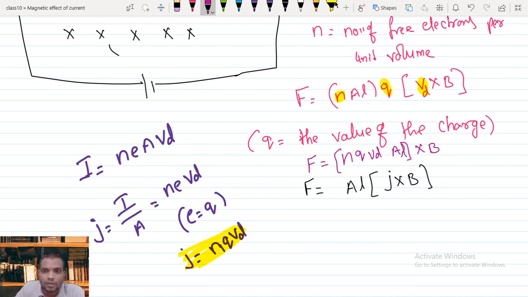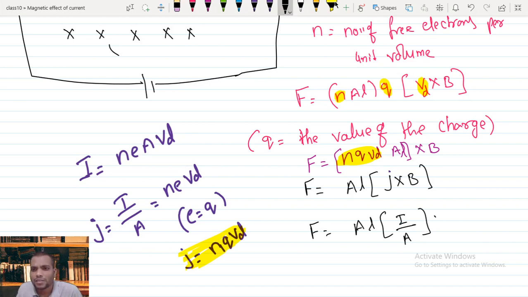Now in the place of NQVD, we can substitute J. Now that becomes J cross B. I hope this is meaningful. Now if I want to calculate further, F equal to AL times J, which is nothing but current upon A, current density, current per unit area, times cross B. It's a cross product multiplication, so A gets cancelled and F equal to L times I cross B.